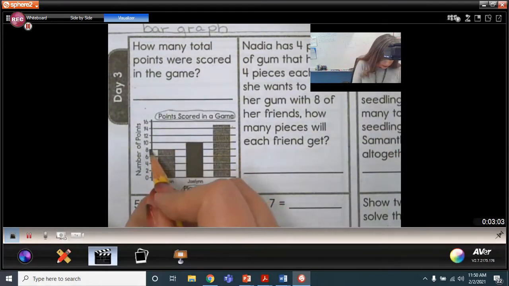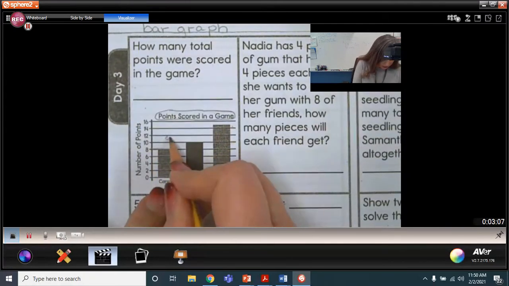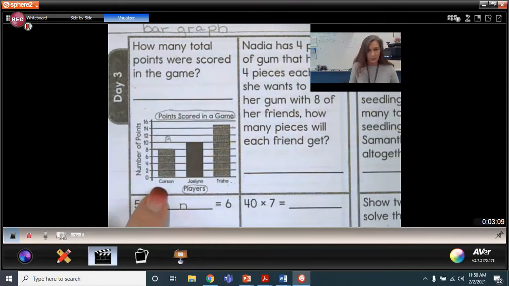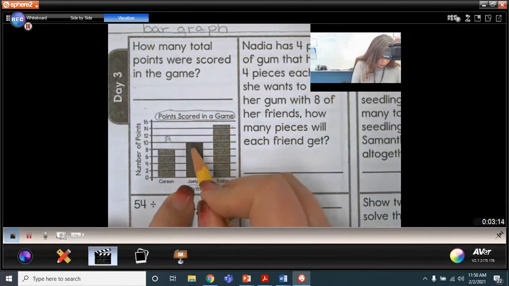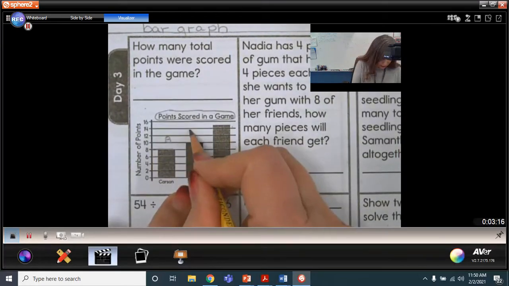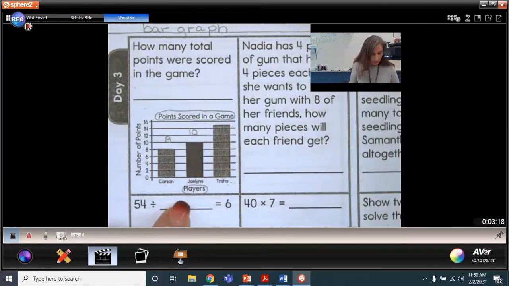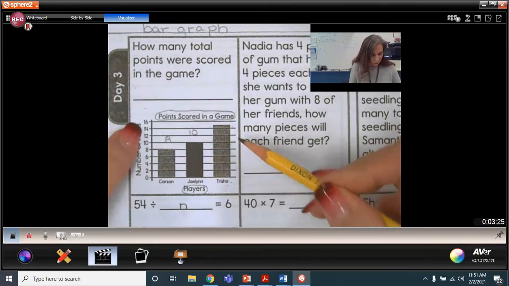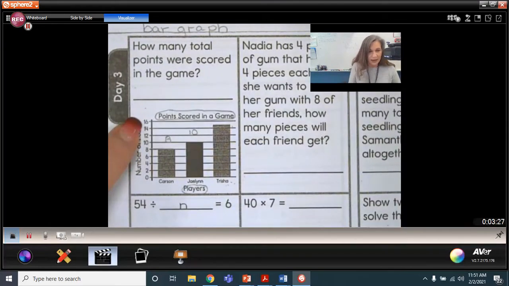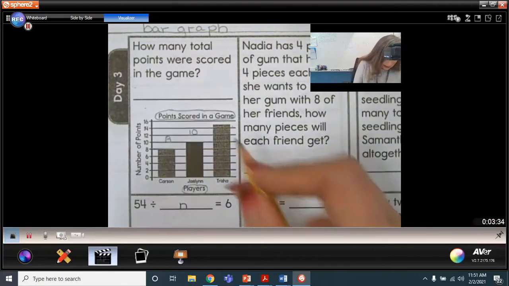So if you notice, the bar goes up to where it's level with 8. So Carson scored 8 points. Jalen, we'll notice it's that person, Jalen, scored 10 points. And if you notice, Trisha is between the 14 and the 16. Well, that tells us that if it's between 14 and 16, the number that's between 14 and 16 is 15.